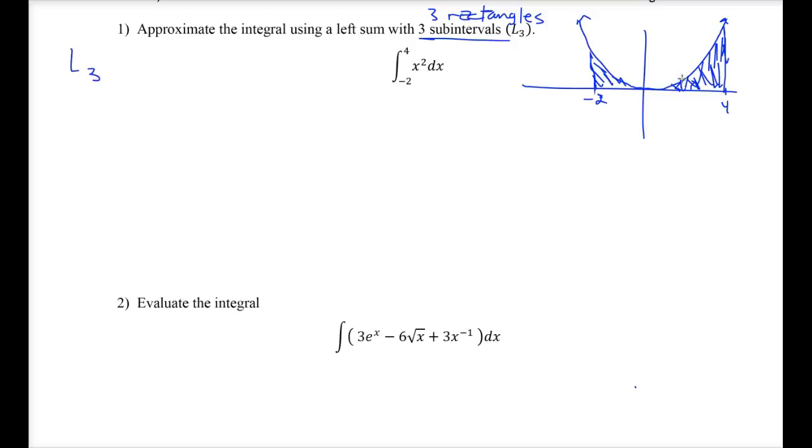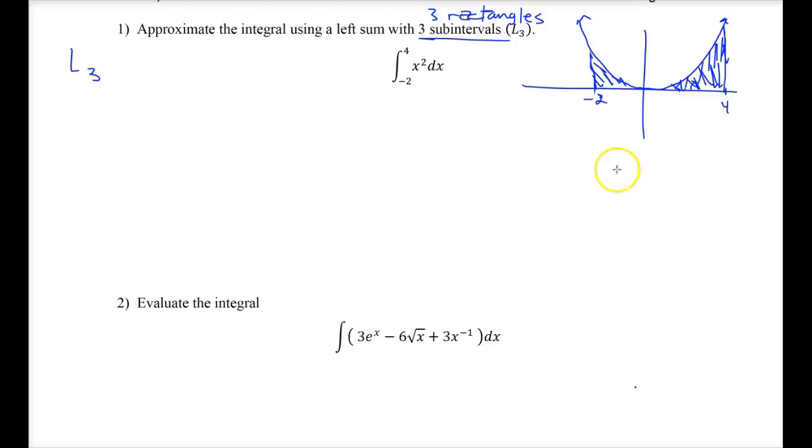And of course, this may be an underestimate or overestimate. That part, to do this problem, you're not necessarily worried about that. But you do want to make sure that you choose the right values of x and calculate the right values of y to be able to come up with your length and width for your rectangles. Now, of course, we know that the number of subintervals that we want is 3, meaning the number of rectangles that we want is 3.